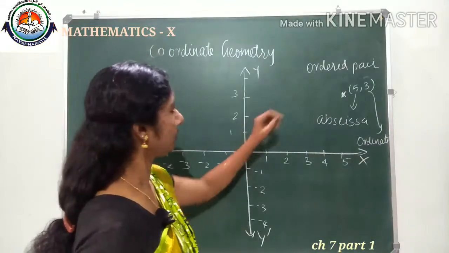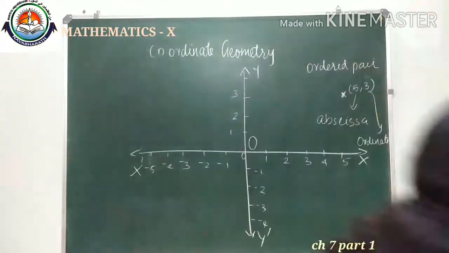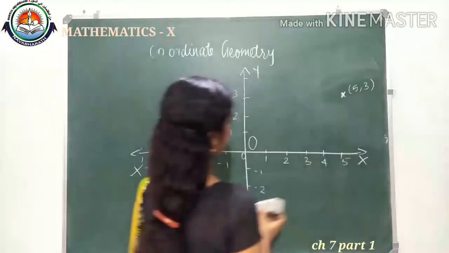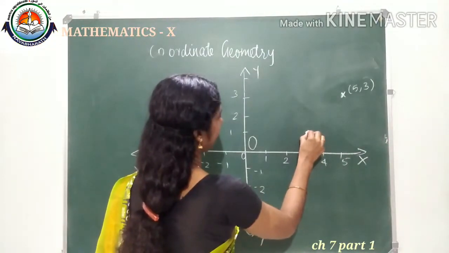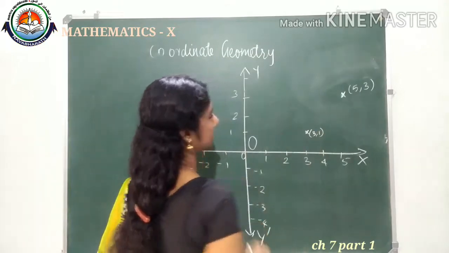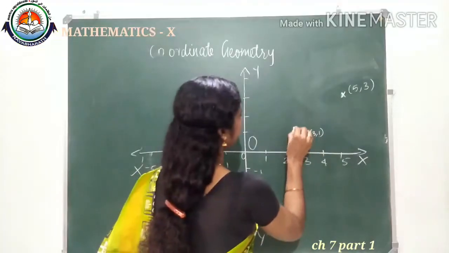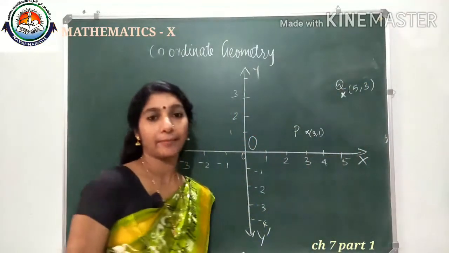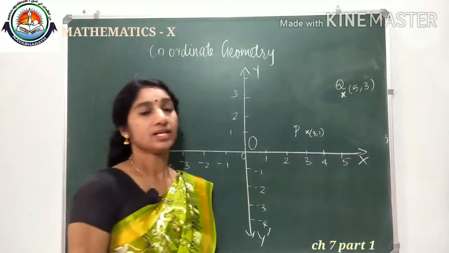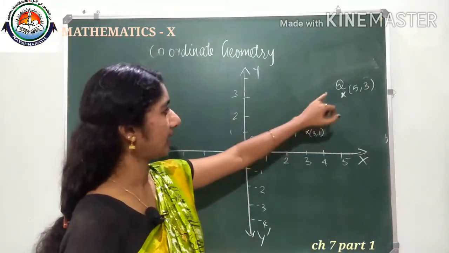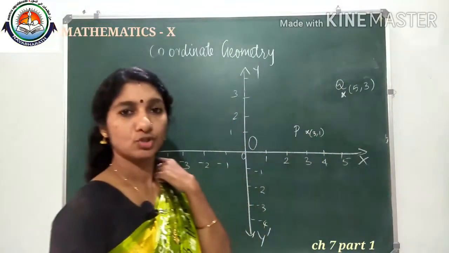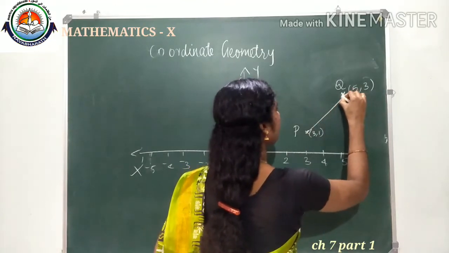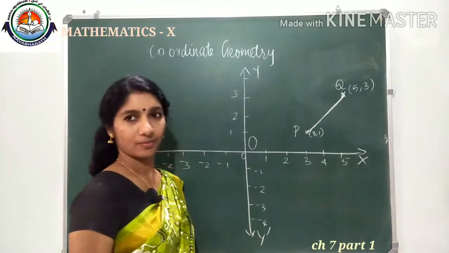We have the points 5, 3 and another 3, 1. I am marking here 3, 1. I can call this P, and any name we can give for a point, with a capital letter. So one point P, that is 3, 1, and one point Q, that is 5, 3. Two points are marked. We need to find the distance from P to Q.